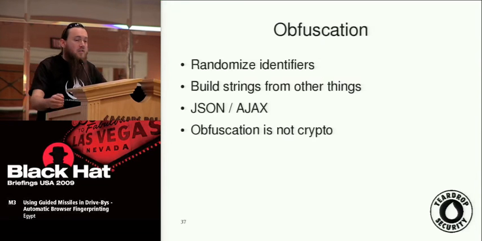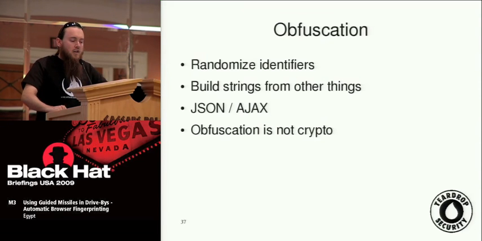And another part of this is using AJAX to go request more stuff from the server, eval a little bit of it, go request more stuff from the server, eval a little bit of it. And through that little bit of obfuscation too, we can make it harder for the AV guys and the IDS guys to figure out what's going on. But obfuscation is not crypto. And security through obscurity is no security at all.